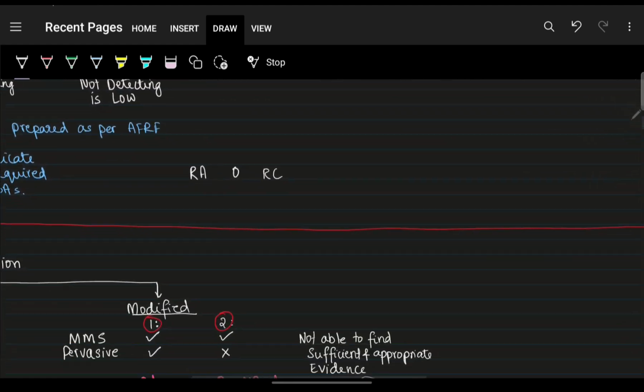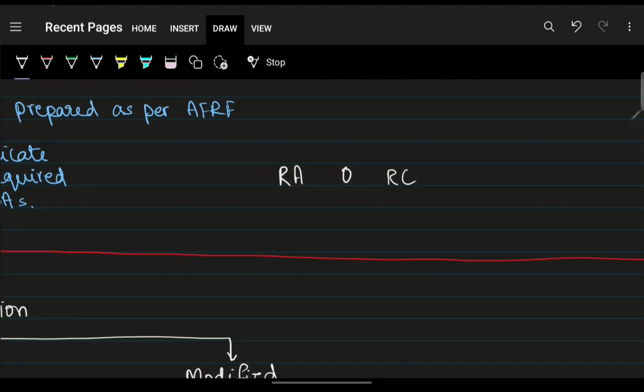What did it ask you to do? It asked you to RA-ORC. RA is obtain reasonable assurance that the financial statements are free from material misstatement, whether due to fraud or error, right? And then to express an opinion whether financial statements are prepared as per AFRF, right?